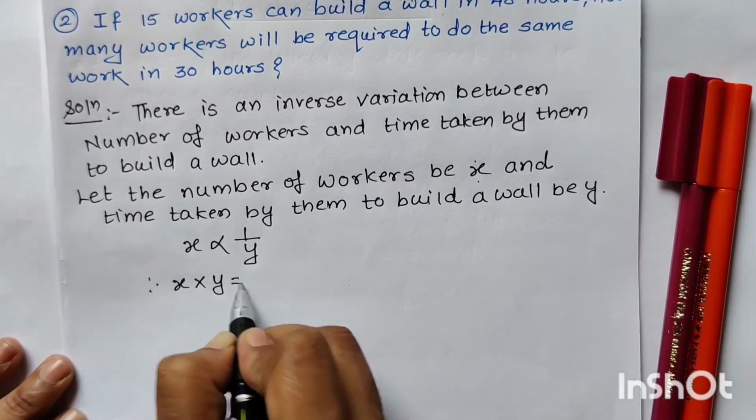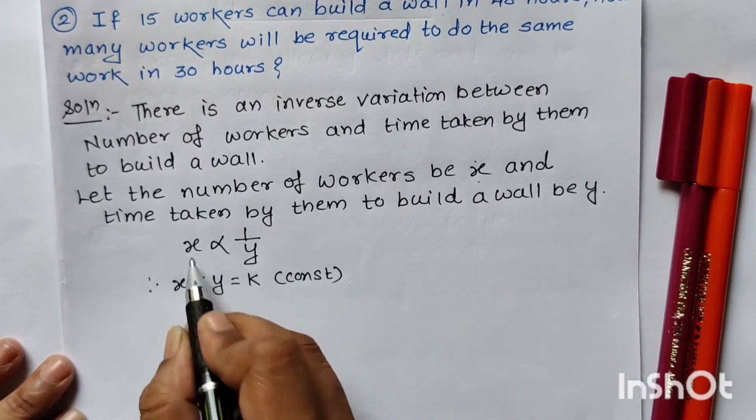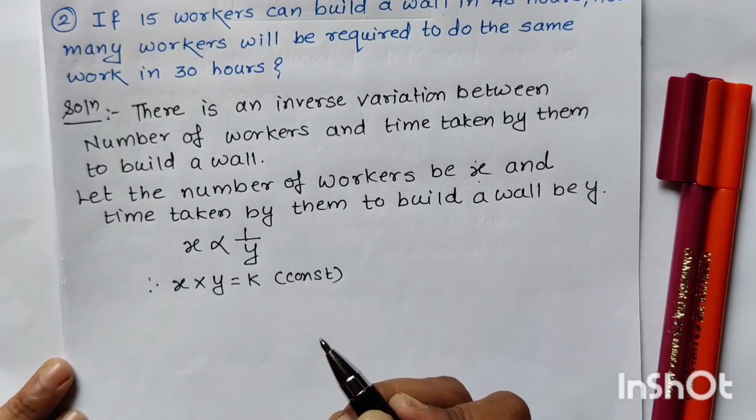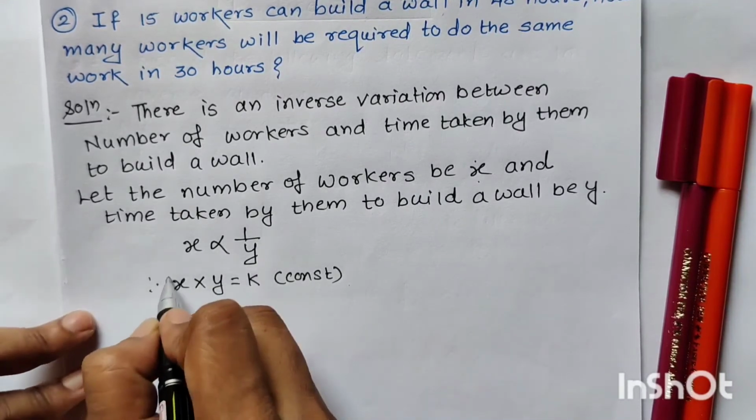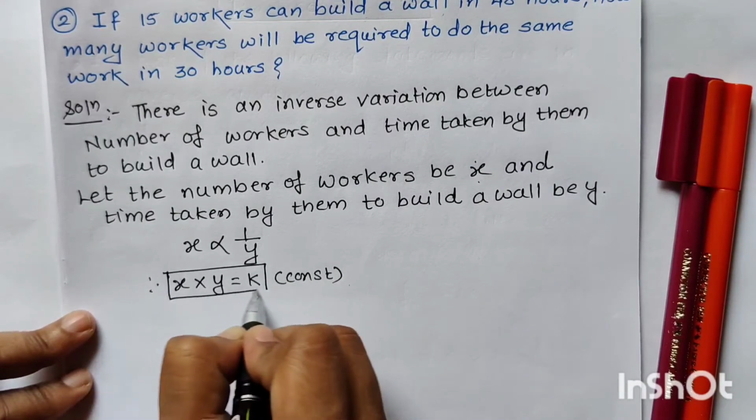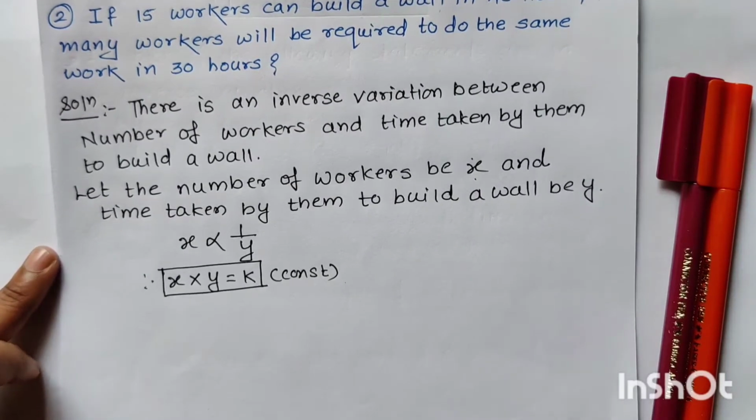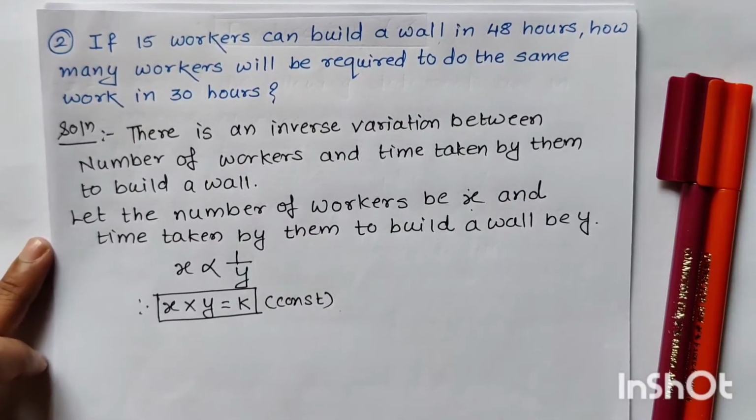X multiplied by Y is equal to K, a constant. When there is inverse variation, we write the multiplication of these two variables as equal to K constant. You all know this now; we have done it in 7.2. So we are getting the equation. Now, after getting the equation, what do we have to do? We have to write the values of these variables X and Y.